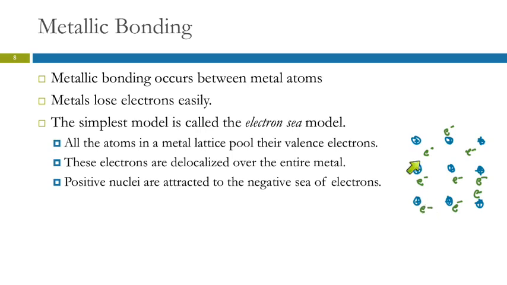These electrons are not attached to a particular atom. They're free to move around. And this explains why metals conduct electricity, because these electrons can move.